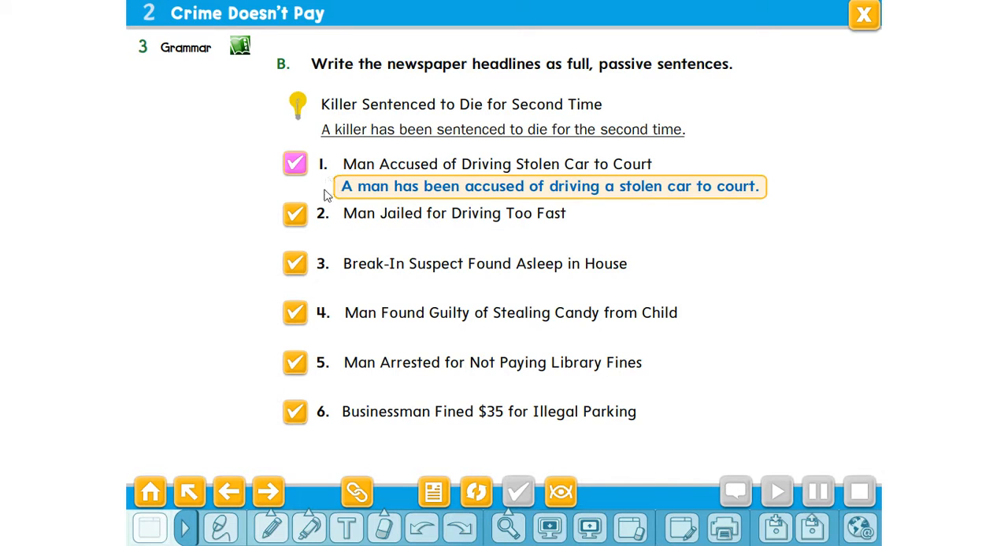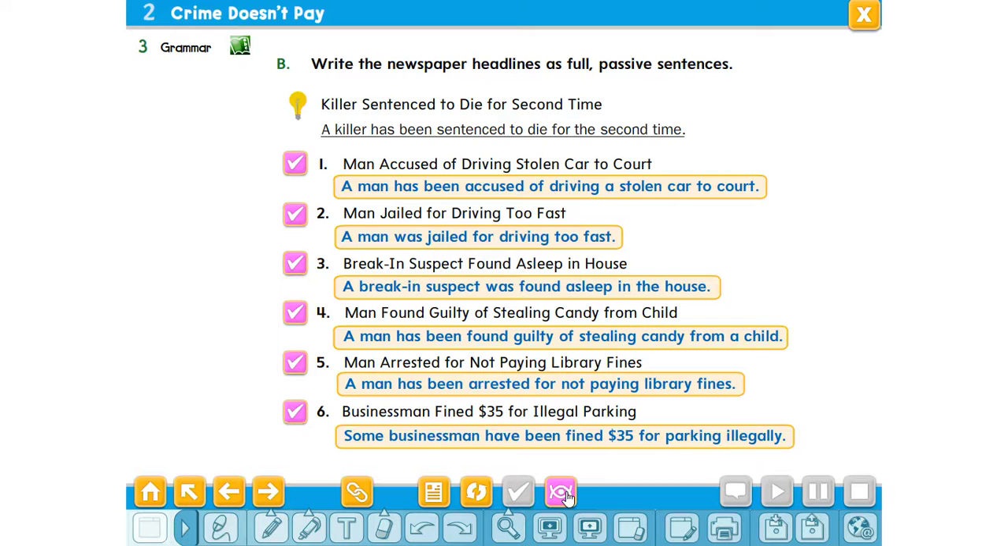Number two, a man jailed for driving too fast. We can say a man was jailed for driving too fast, because we have "jailed" here and we use "was". Okay. Next, we will complete the exercise. Take a look at the answers of 3 to 6.